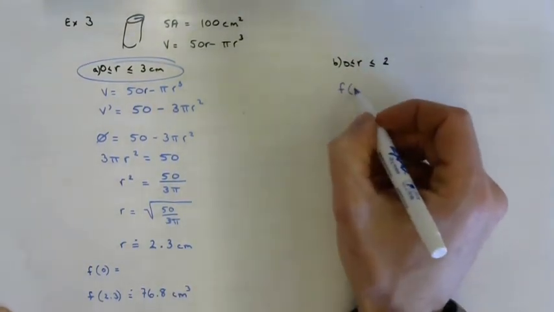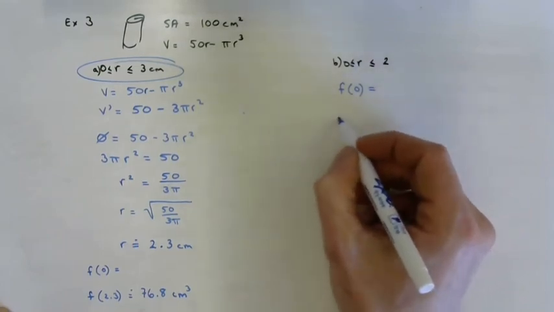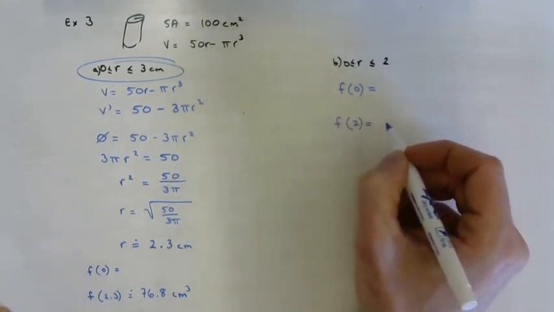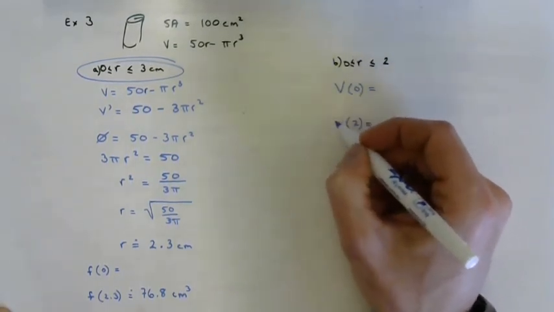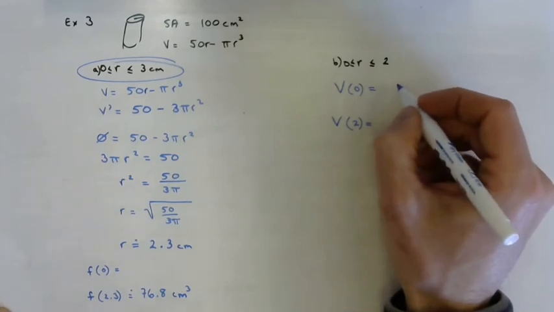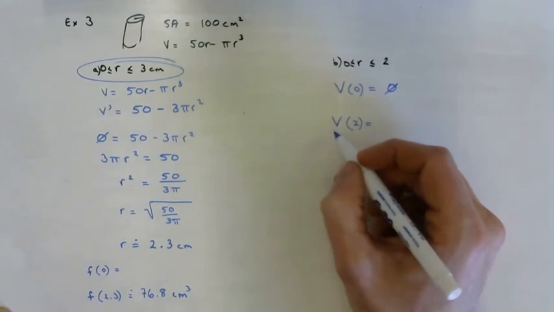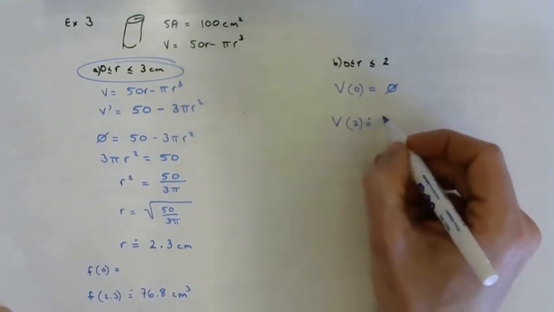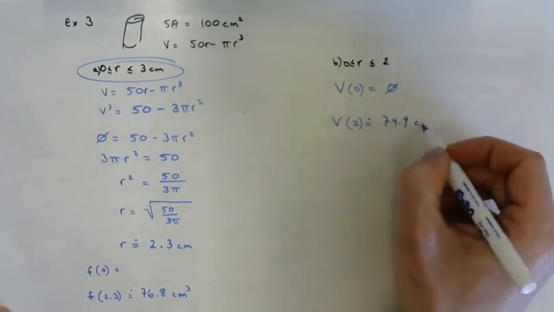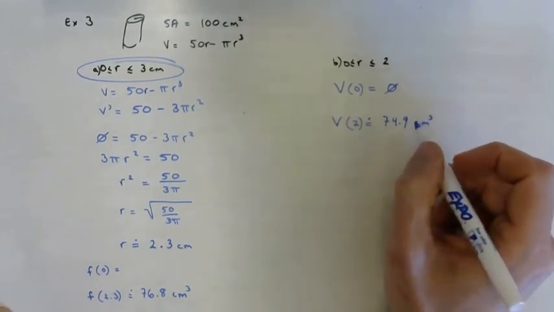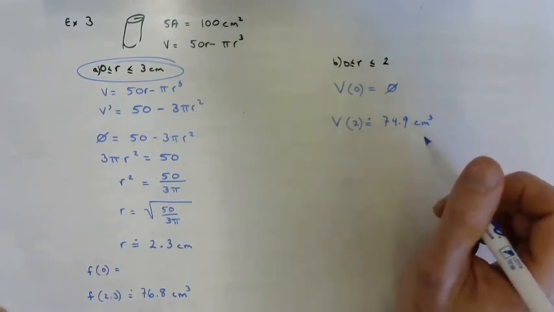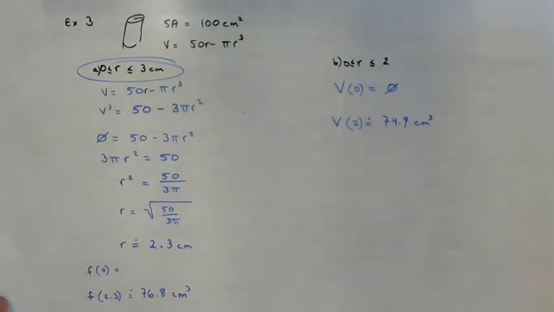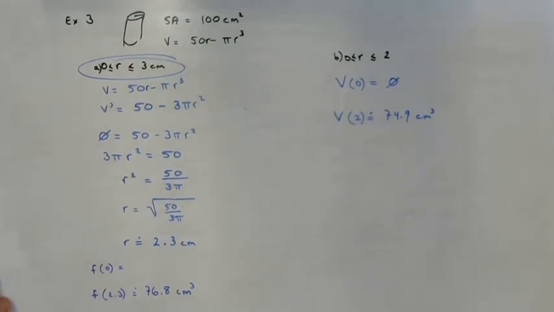So all we have to do then is check the value of the function at 0 and the value of the function at 2. I should be using v here instead of f. The volume when the radius is 0 is obviously 0. And the volume of the cylinder when the radius is 2 centimeters is approximately 74.9 centimeters cubed, which means that is the maximum volume in this domain, because the critical value is not included in that domain.